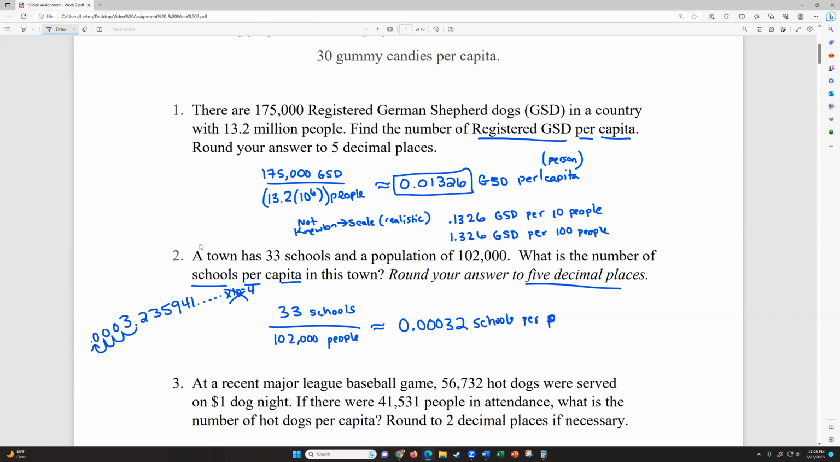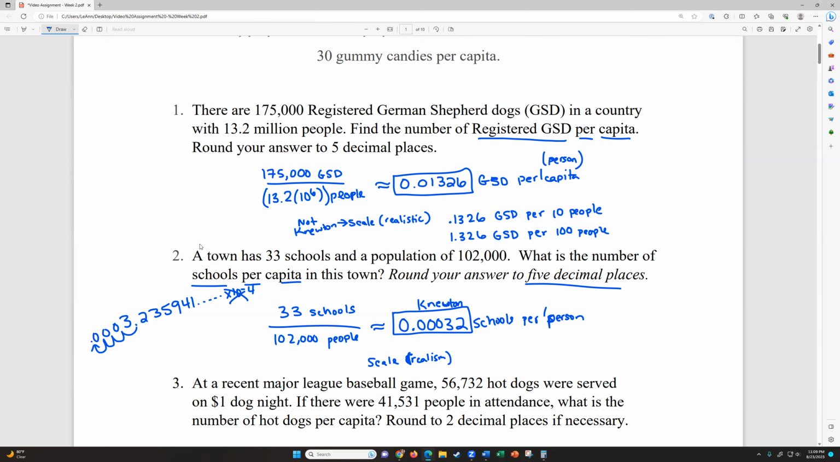And that's going to be what they want in Newton. They're going to want you to give them the answer you got directly when you did the division. But again, scale for realism, because I'm more about realistic math if I'm going to do something, especially when I'm going to be giving people data. So Newton would want this. If I was discussing this with my neighbors or my family, I would be like, well, I'm not going to say I have 0.00032 schools per person, because that's per one person.